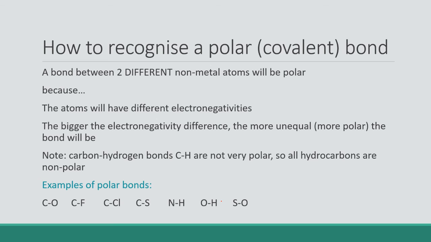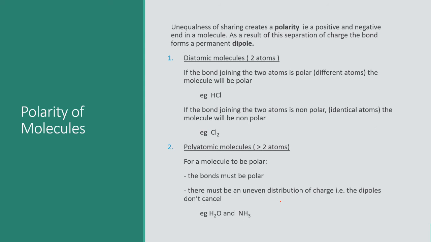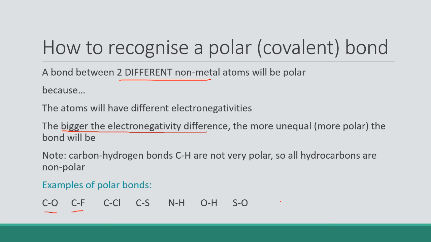So how do we recognize that it's a polar covalent bond? We're looking for two different atoms that are bonded together. The bigger the electronegativity difference between these atoms, the more polar the bond will be. So here are some examples of polar bonds: carbon and oxygen, carbon and fluorine, all different. As long as there's a bond between two different atoms, it's going to be a polar bond. So in the next video, we're going to look at polarity of molecules, but this video has all been about polar bonds.